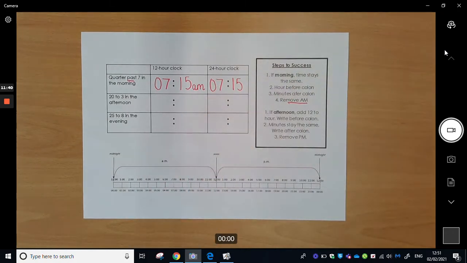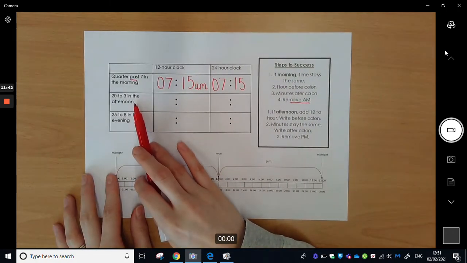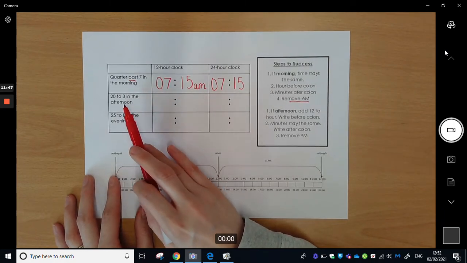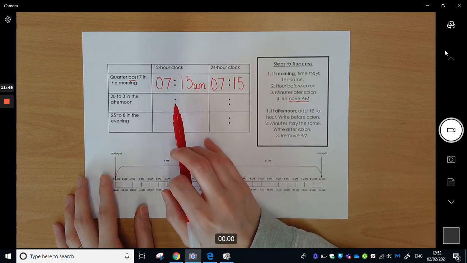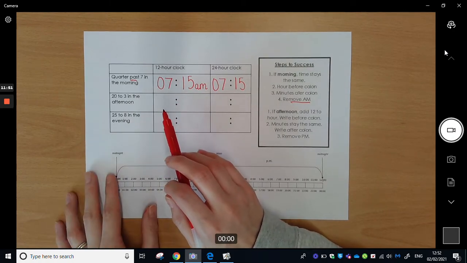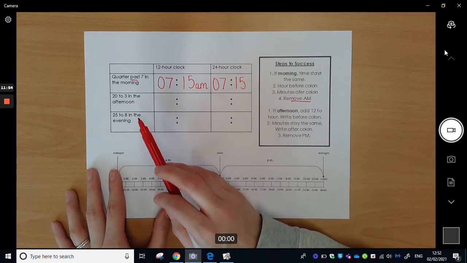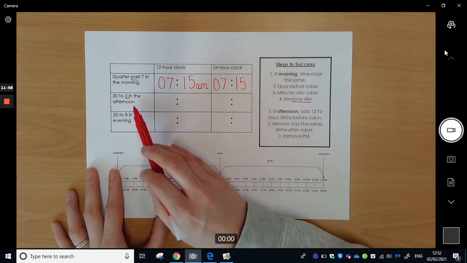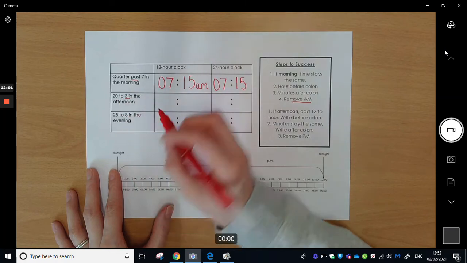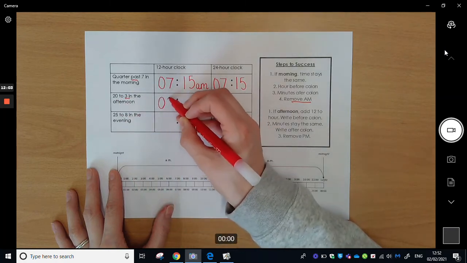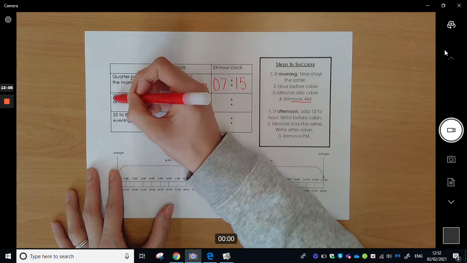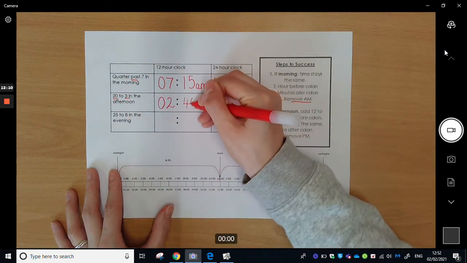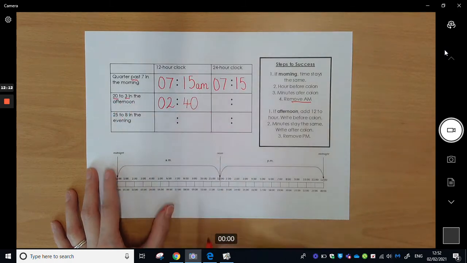Okay. So 20 to 3 in the afternoon. Now this is a bit trickier because I need to remember if it's in the afternoon, it's a little bit trickier to change to digital, but we did do it yesterday, so hopefully we can remember. But make sure you use your clock at home to help you as well. So I know 3 is the hour there. So remember, if it's 20 to, I need to subtract. So the hour would actually be 2. And then I need to do 60 take away 20. 60 take away 20 is 40. So 2:40 is 20 to 3 in the afternoon.